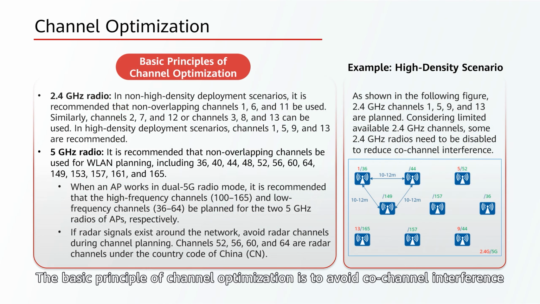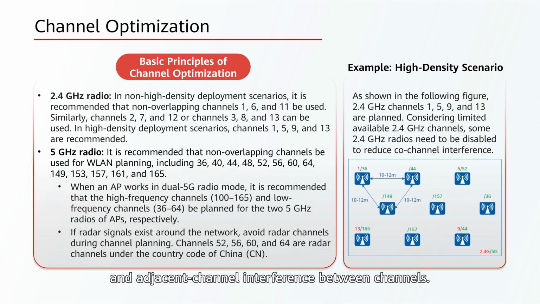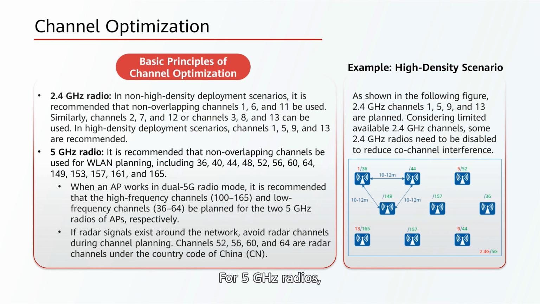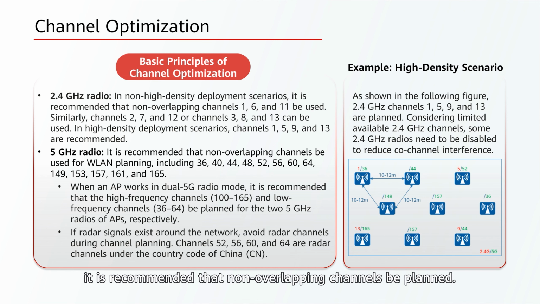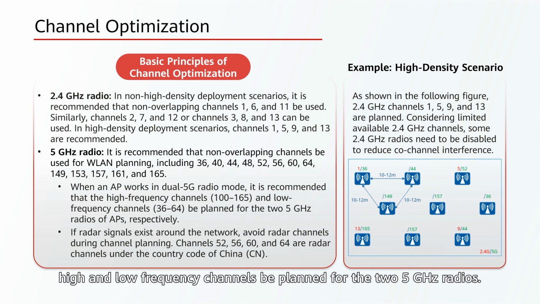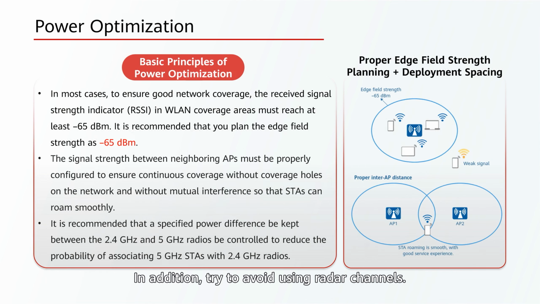The basic principle of channel optimization is to avoid co-channel interference and adjacent channel interference between channels. Typically, 2.4 GHz radios use channels 1, 6, and 11 or channels 1, 5, 9, and 13. For 5 GHz radios, it is recommended that non-overlapping channels be planned. In dual 5 GHz scenarios, it is recommended that high and low frequency channels be planned for the two 5 GHz radios. In addition, try to avoid using radar channels.